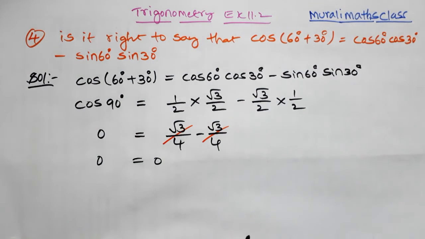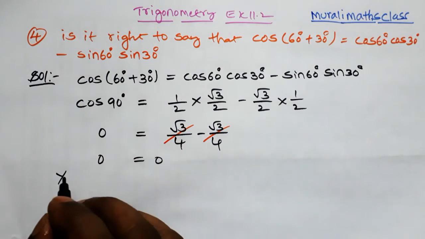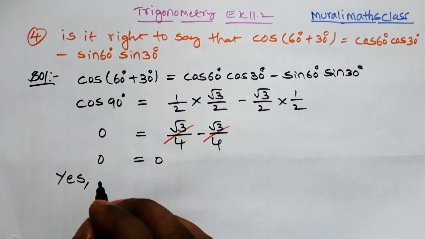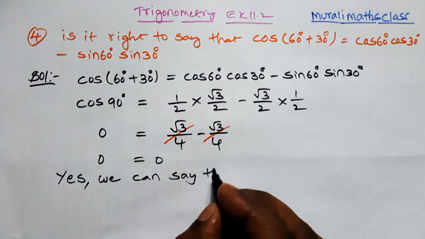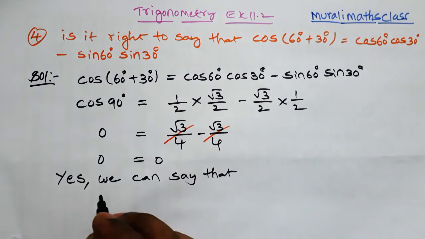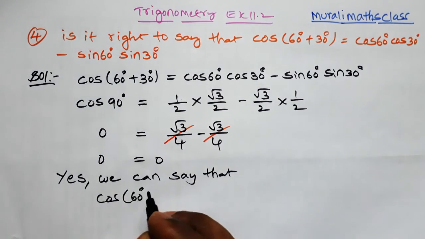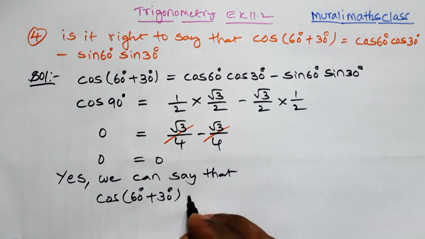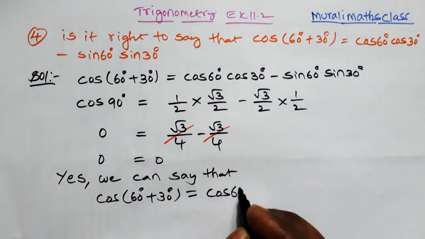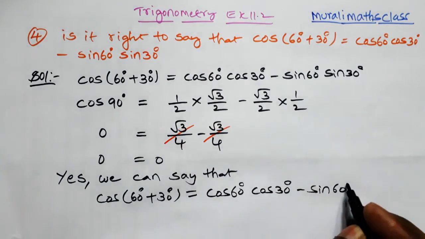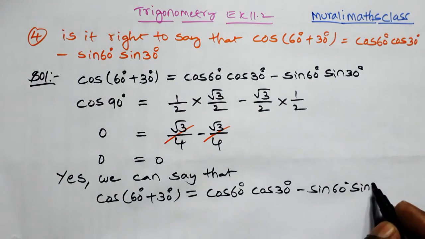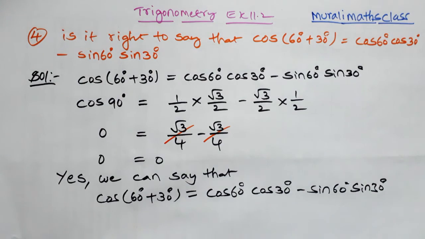Now what we can write? We can say that cos 60 plus 30 degrees is equal to cos 60 into cos 30 degrees minus sin 60 into sin 30 degrees. Okay, yes, we can say this is the answer. Thank you.